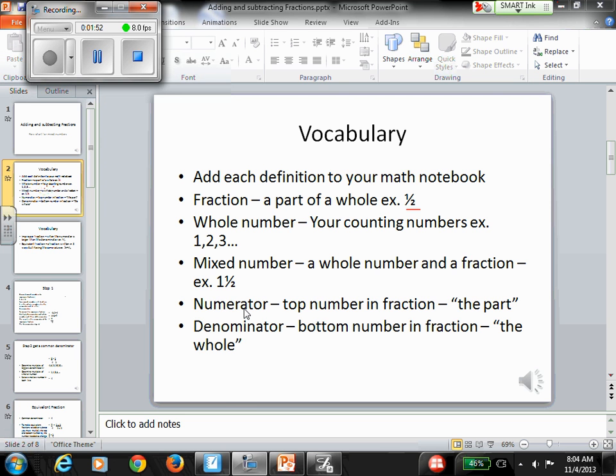Numerator. This one often gets mixed up with denominator. Numerator is up. It's the top number in a fraction. It is the part. You ate one out of the two parts of the pizza. Denominator. It's the bottom number in the fraction. It's the whole part. So if we divide our pizza into two parts, our denominator would be the 2, the bottom number.